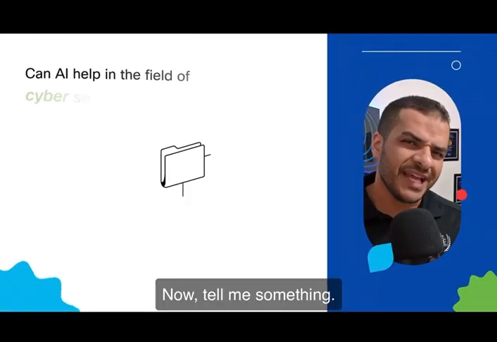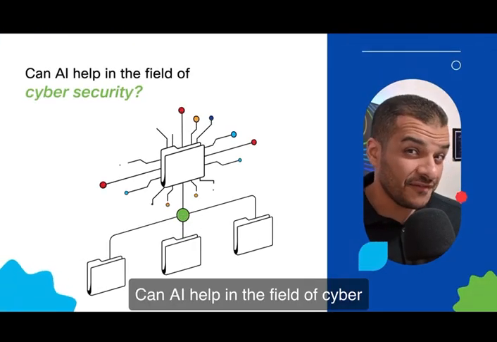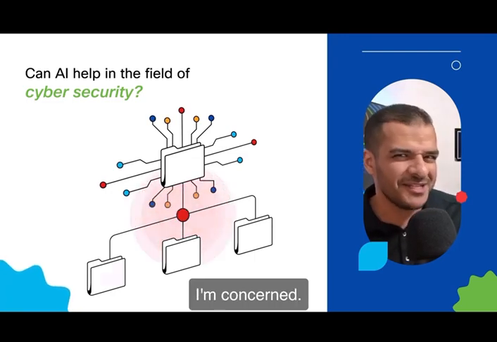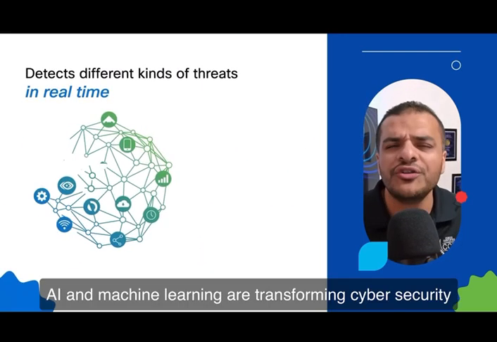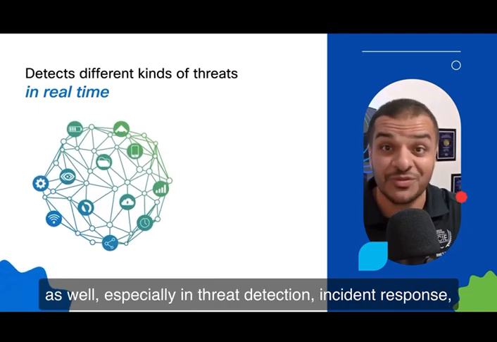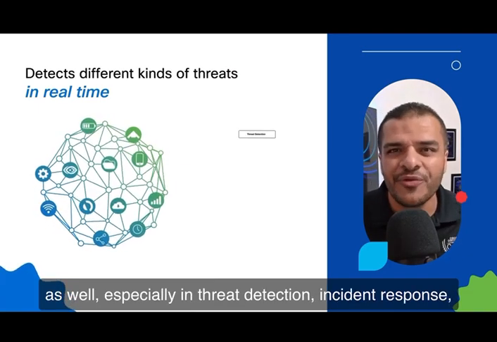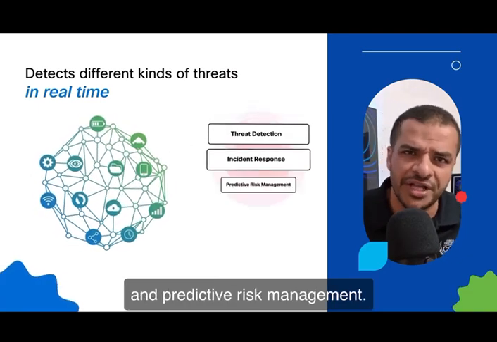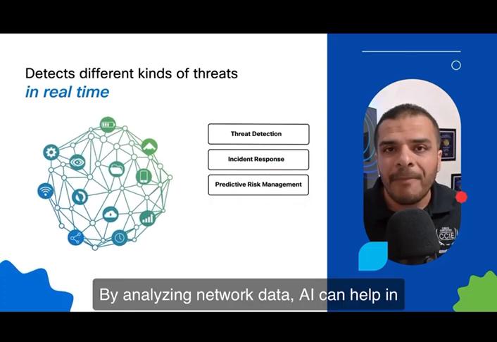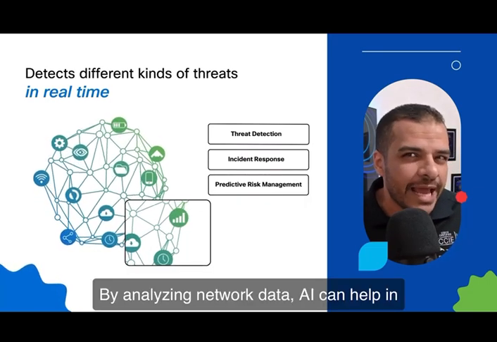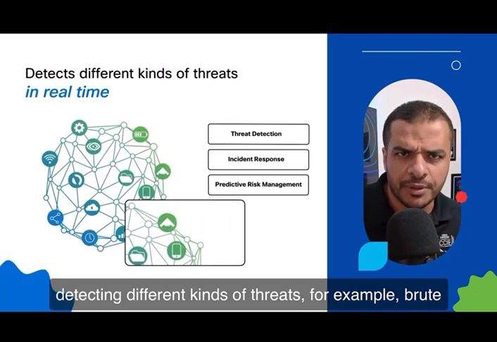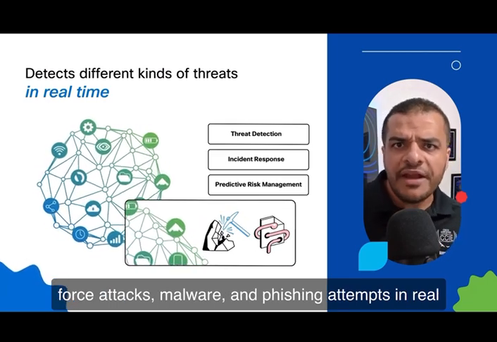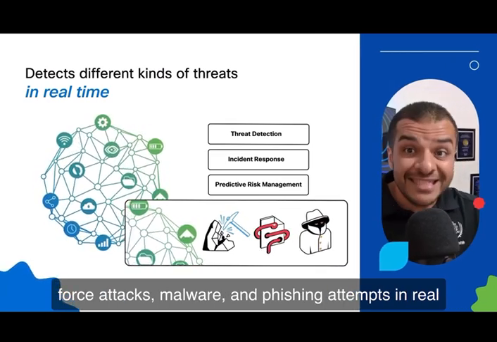Now tell me something. Can AI help in the field of cybersecurity? I'm concerned. Oh, guess what? I have good news for you. AI and machine learning are transforming cybersecurity as well, especially in threat detection, incident response, and predictive risk management. By analyzing network data, AI can help in detecting different kinds of threats, for example, brute force attacks, malware, and phishing attempts in real time.